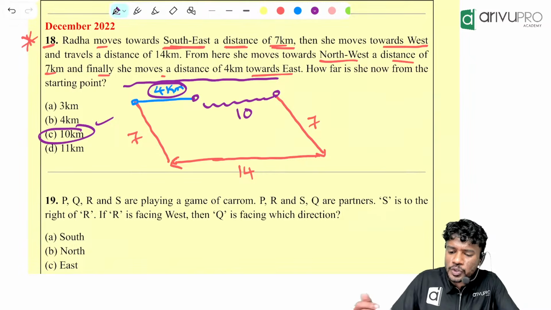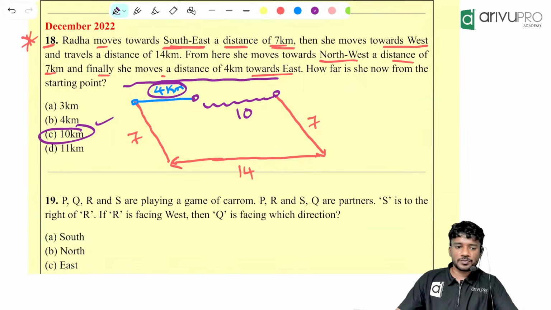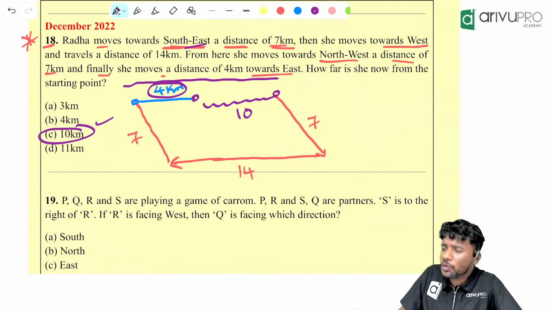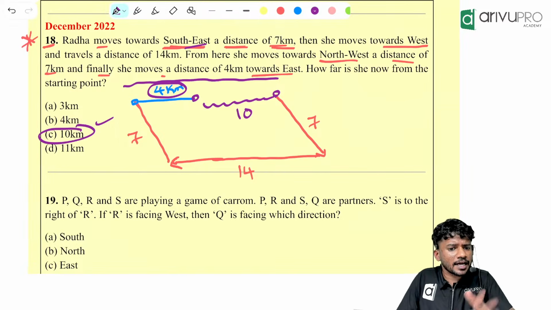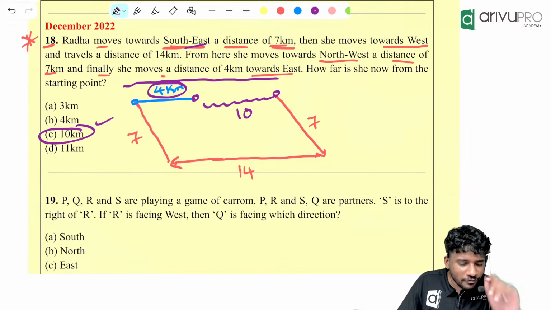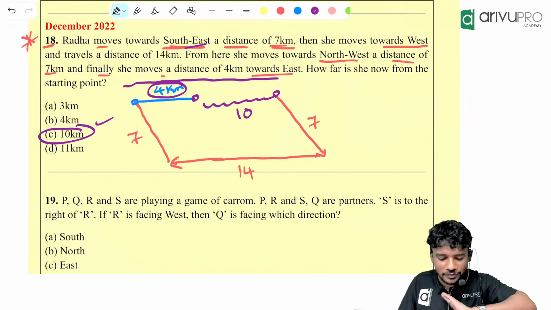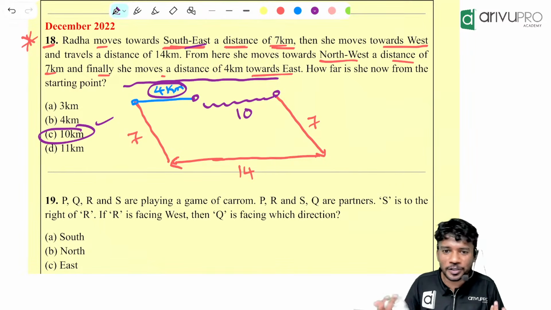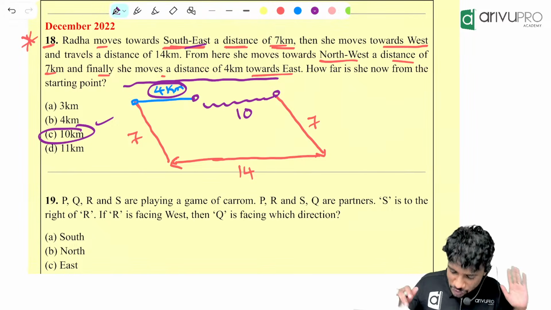But usually this pattern is not repeated. If it is repeated, like southeast, northeast and all, you will draw. Otherwise, directly go and do it in our shortcut method. But more than 95% of the questions, except this question, are based on our normal way of doing with the shortcut.